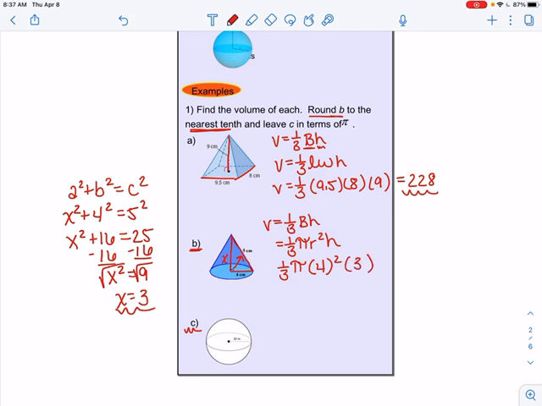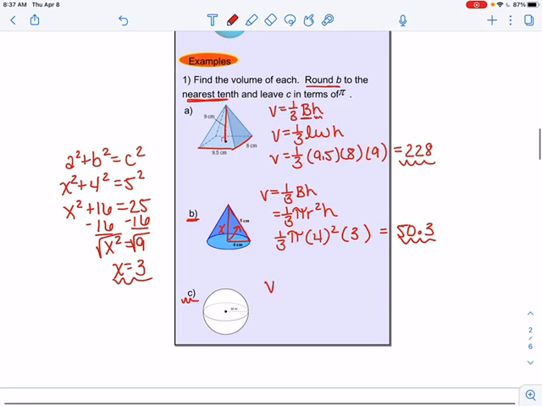Again, we're putting that into the calculator. Once again, please make sure that you are using the pi key here and not 3.14. When you put that into the calculator, you should end up with an answer of 50.3. For part C up at the top, we're going to leave the answer in terms of pi. Now this is a sphere.